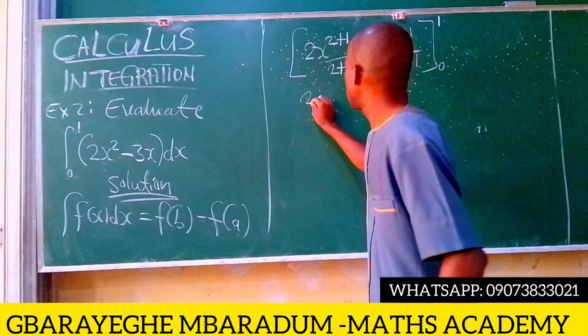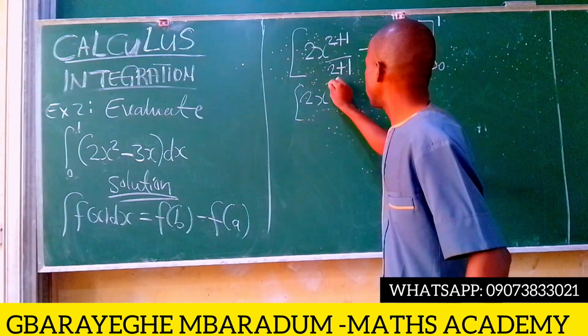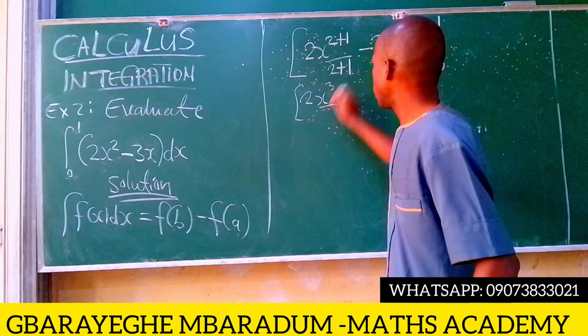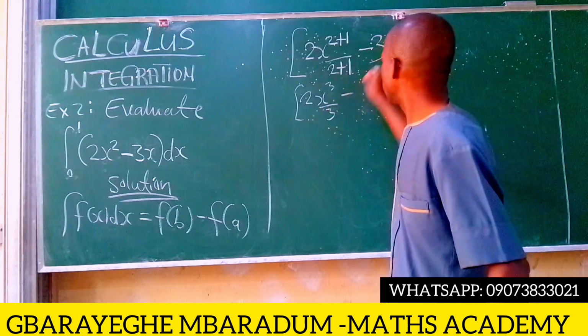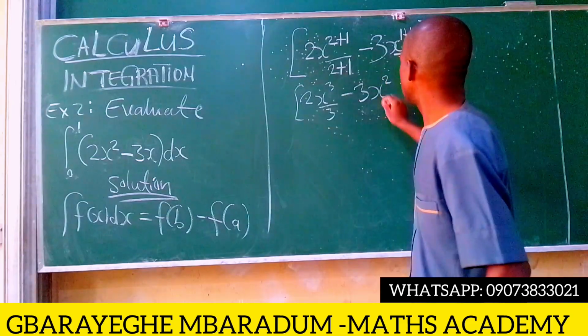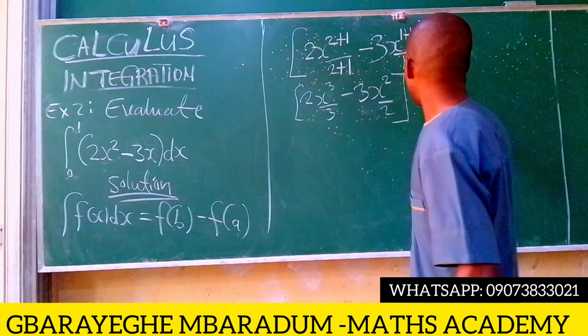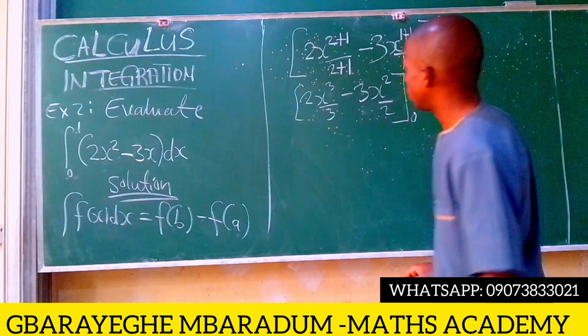We have 2x. 2 plus 1 is 3, right? All over 2 plus 1, which is 3, right? Minus 3x. 1 plus 1 is 2, all over 1 plus 1, which is 2. Then we close the bracket, put our lower bound here and our upper bound.